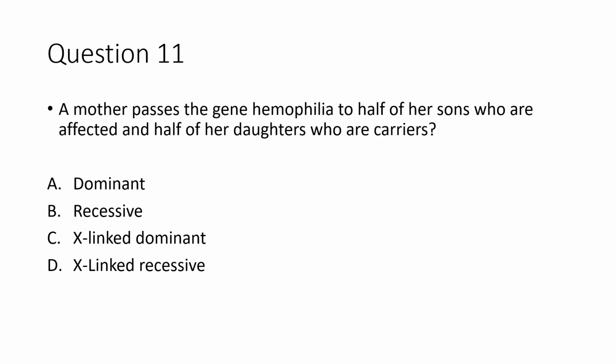Question 11. A mother passes the gene for hemophilia to half of her sons who are affected and half of her daughters who are carriers. This is A, dominant. B, recessive. C, X-linked dominant. D, X-linked recessive. The answer is D, X-linked recessive.